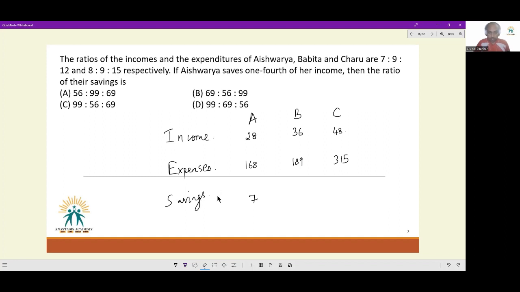Now if Aishwarya is saving 1/4 here, she's spending 3/4 here. 3/4 is 168. How much would the total be, or how much would the savings be? Savings will be 56, 1/3 of this, or the total income generated will be 224. In order to get 28 to 224, I have to multiply everything by 8.